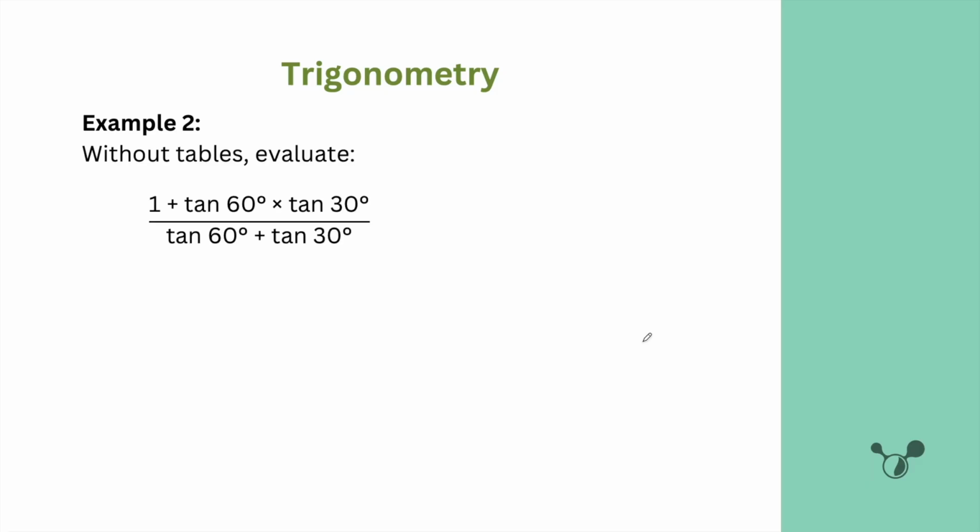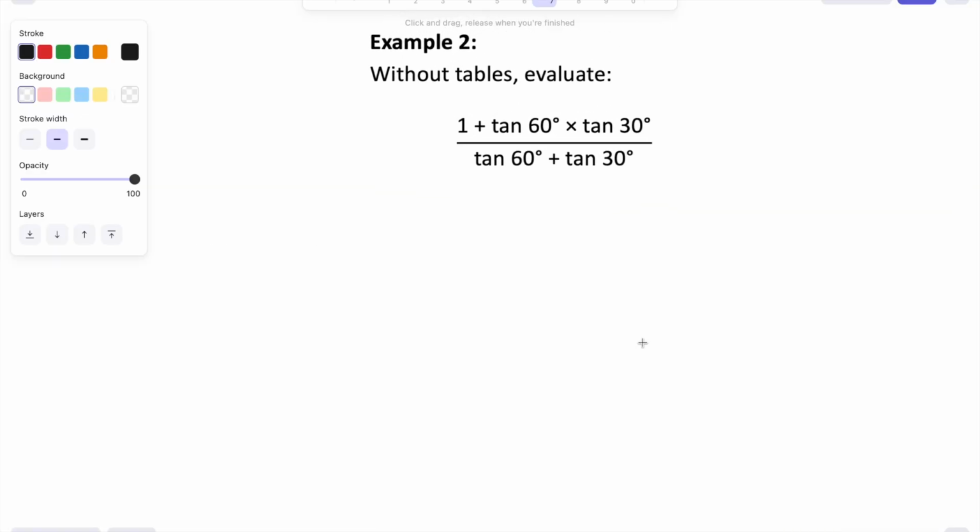Example 2 states that without tables, evaluate 1 plus tan 60 degrees times tan 30 degrees all over tan 60 degrees plus tan 30 degrees. So for this, I'll just draw my reference triangle. This place is 60 degrees. This place is 30 degrees. This is a right angle. This side is 2, this side is 1, and this side is root 3. You remember from what we have done previously.